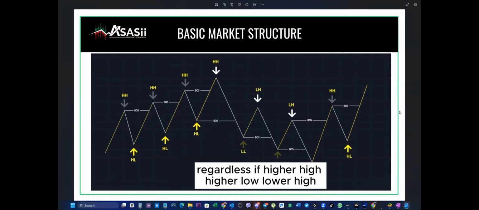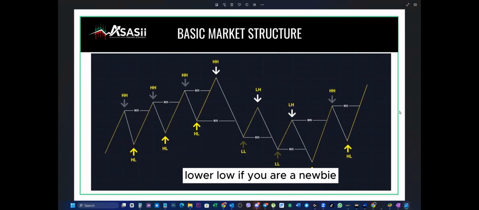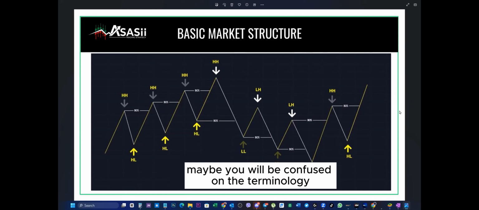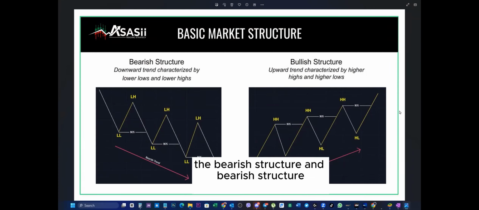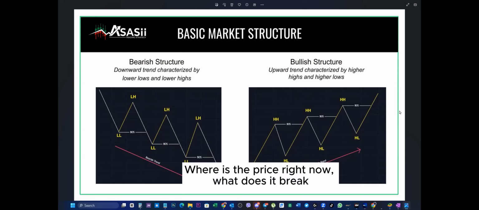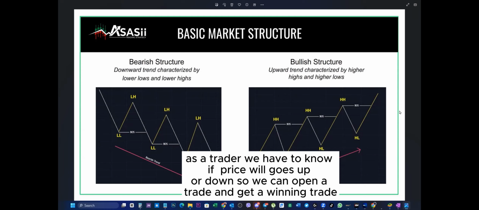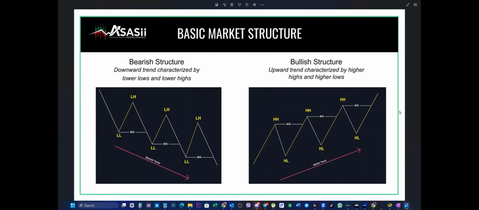Regardless if higher high, higher low, lower high, lower low, if you are a newbie, maybe you will be confused on the terminologies. At least you have to understand the bearish structure and the bullish structure. Nasaan ba ako? Ano ba ang bine-break ng price ngayon? Kasi as a trader, we have to know if price will go up or go down so we can open a trade and get a winning trade.